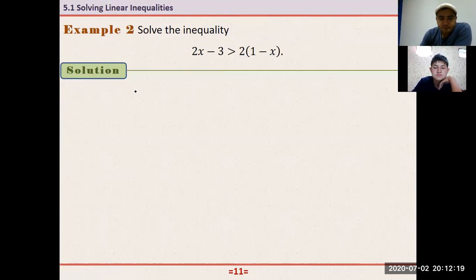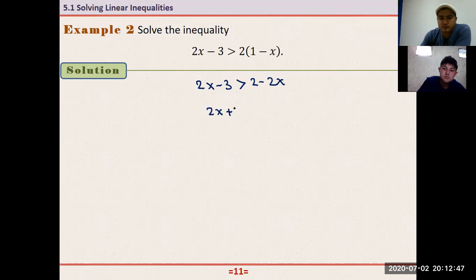Another example, solve the inequality. Here we have 2x minus 3 is greater than 2 times 1 minus x. Here also we have an algebraic expression. First, we have to expand this, take all the unknowns to the left-hand side and constants to the right-hand side, right? So here we have 2x minus 3 is greater than 2 minus 2x. So if I take this to the left-hand side, what we have here? 2x plus 2x is greater than 2 plus 3. It is 5. Now I should divide both sides by 4. So x is greater than 5 over 4.